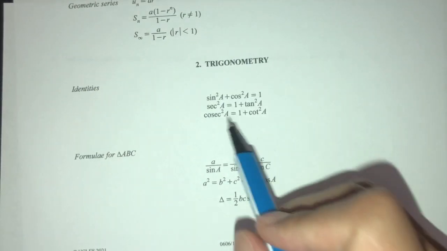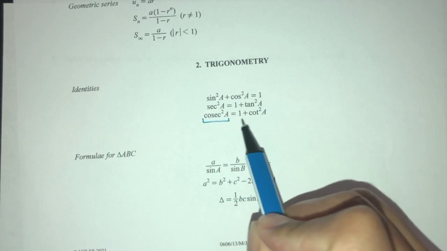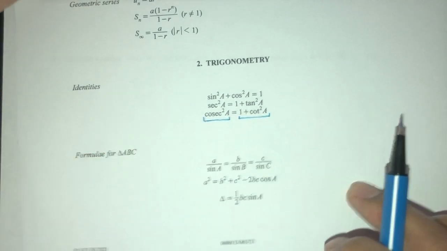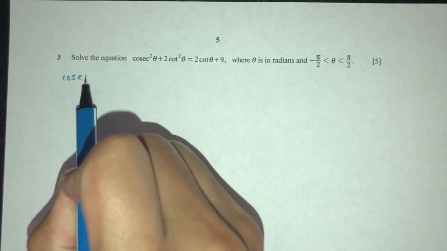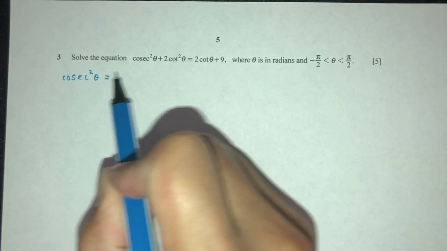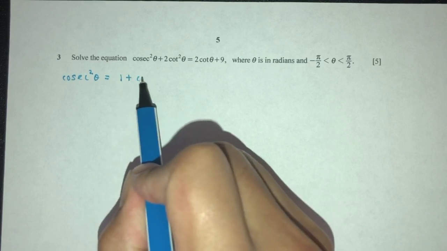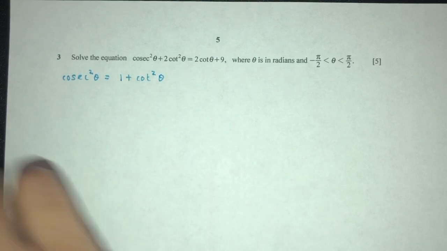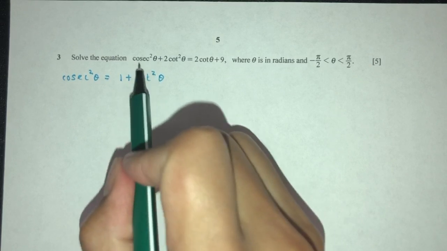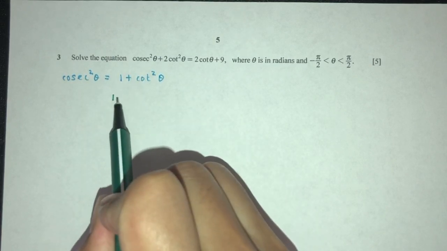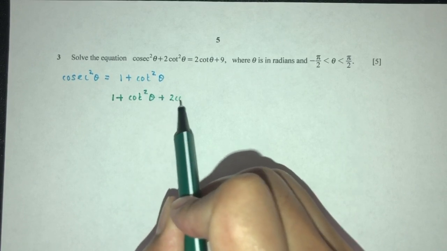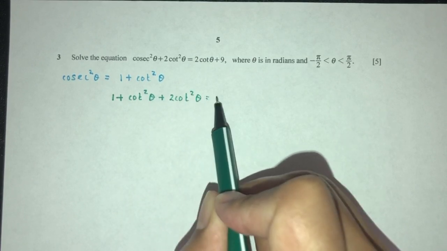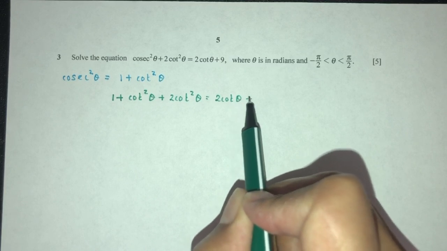So I do realize here we have something like this that we can use. Let me write this down. So on the list we have cosec square theta is equal to 1 plus cot square theta. So let's replace this by this. You will have 1 plus cot square theta plus 2 cot square theta is 2 cot theta plus 9.